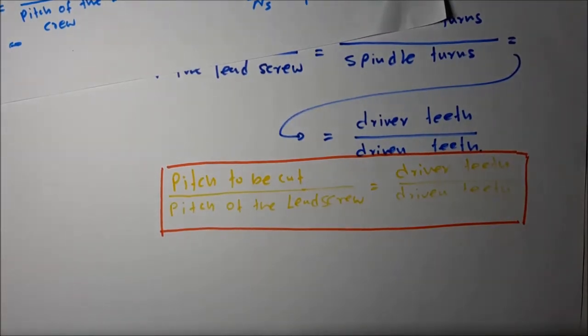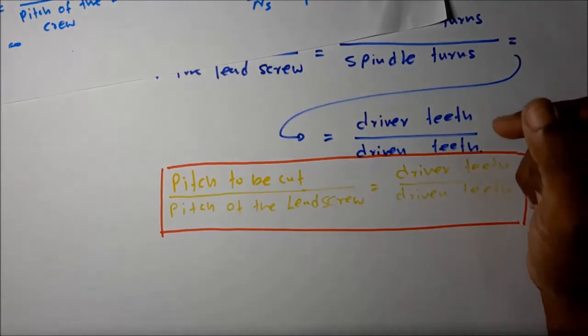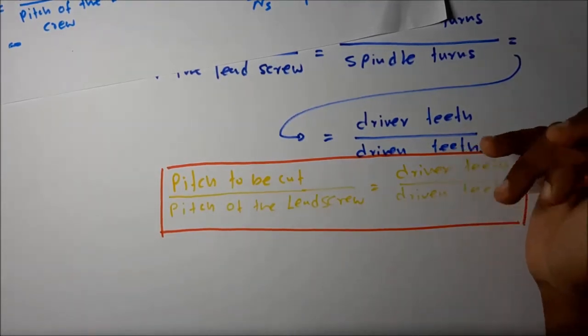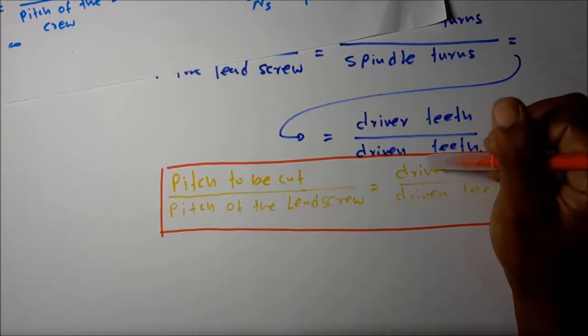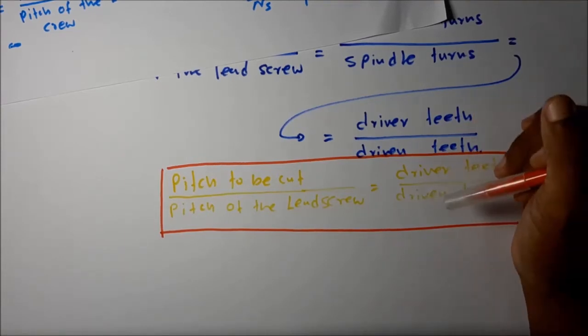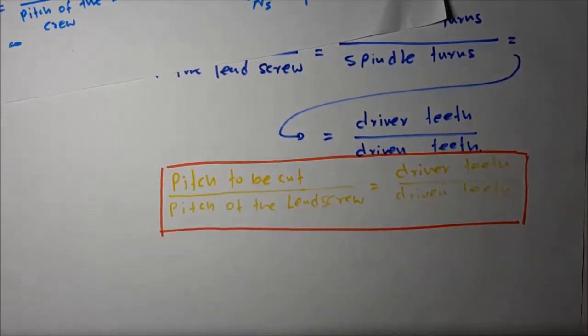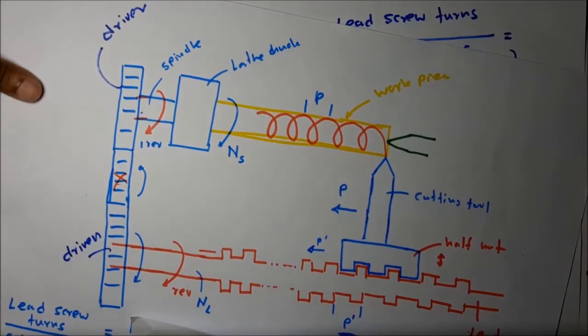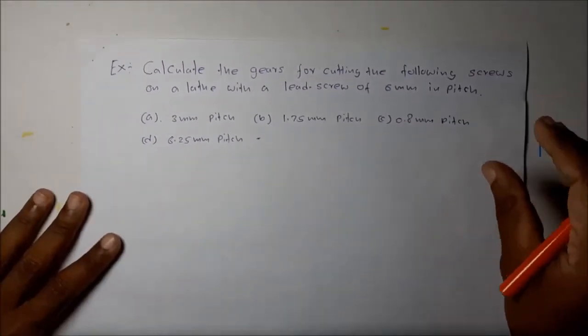Pitch to be cut divided by the pitch of the lead screw is equal to driver teeth divided by driven teeth. Here the driver means the spindle shaft, and the driven means the lead screw shaft. Then let's take an example from this problem. Let's take a simple example and try to work it out. See the problem we are going to discuss.